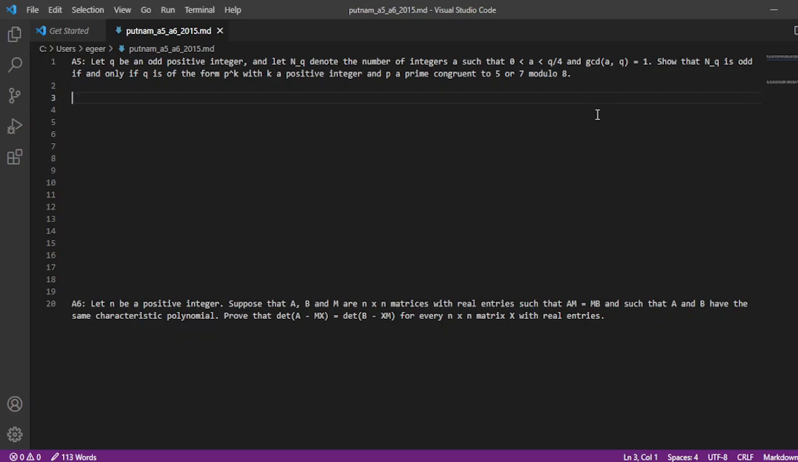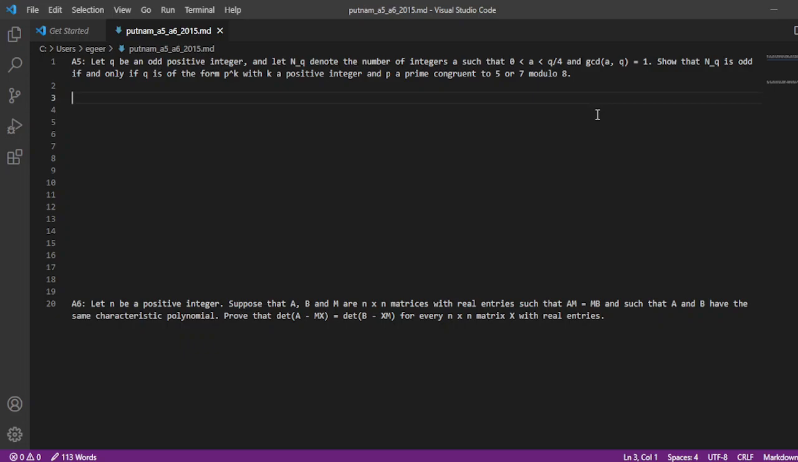No, that's not true. I was thinking maybe we can just look at the totient function of q over 4 and glean some information, but q over 4 is actually not going to be an integer here, so it doesn't seem like a reasonable thing to do.